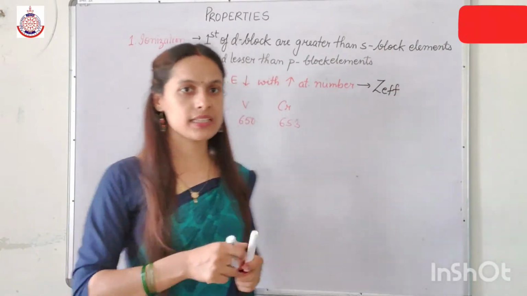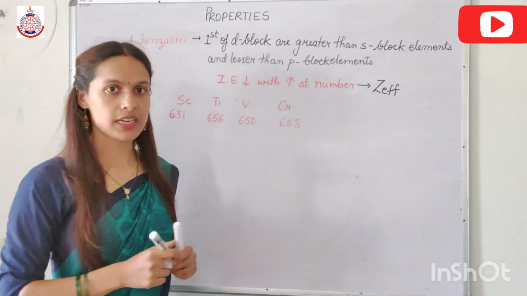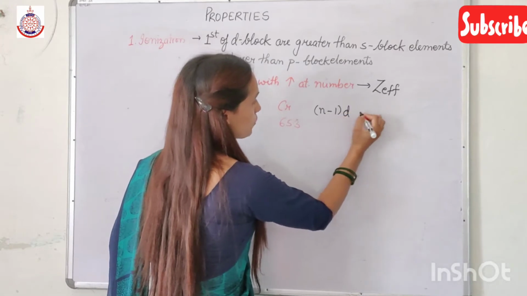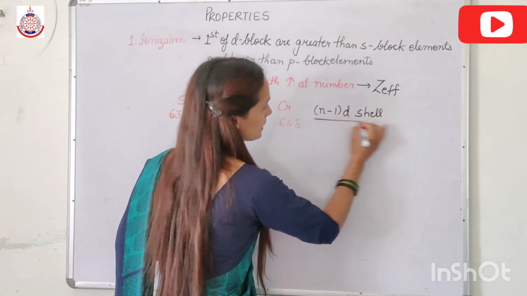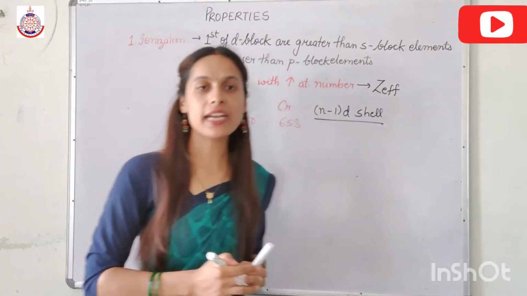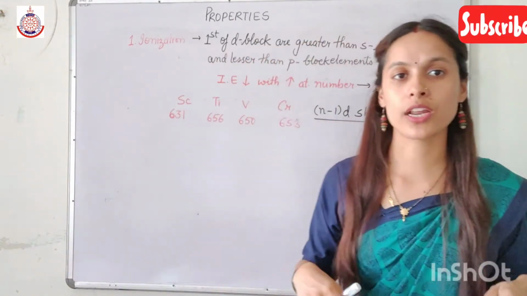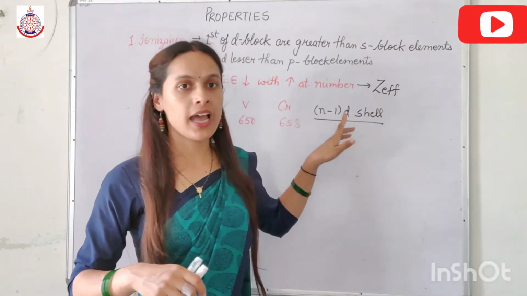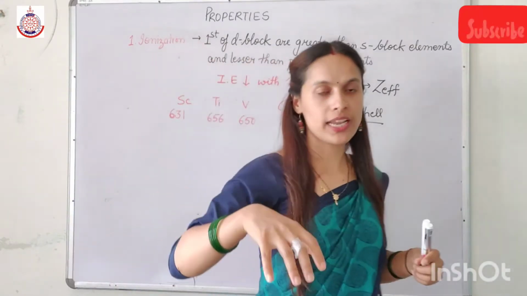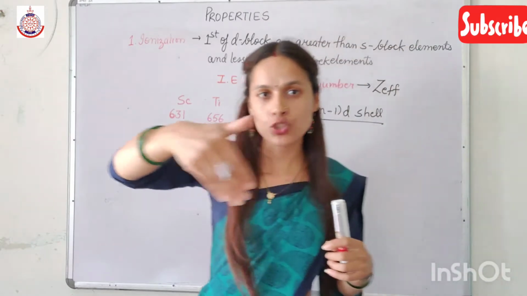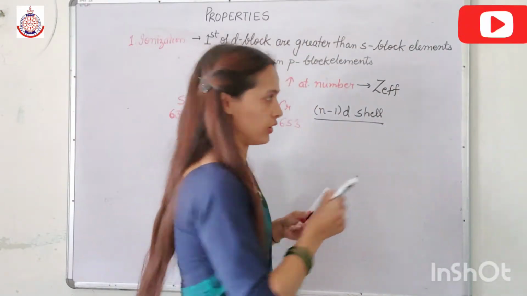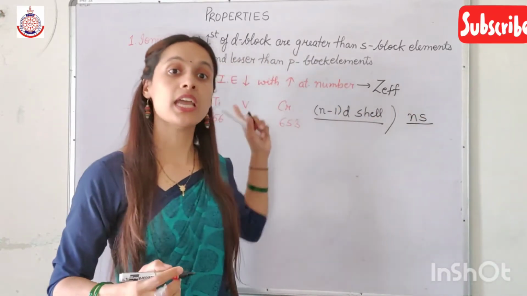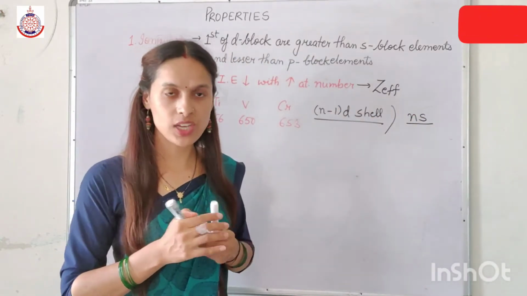Now the reason behind this is, in D block elements, the coming electron is entering the n-1 D shell, that is the penultimate shell. जो D ब्लॉक है, D ब्लॉक में हमारा जो कमिंग इलेक्ट्रॉन है वो कहाँ आ रहा है? पेनल्टीमेट सबशेल में. नाउ दिस इलेक्ट्रॉन शील्ड्स द आउटर NS इलेक्ट्रॉन फ्रॉम द न्यूक्लियर चार्ज.